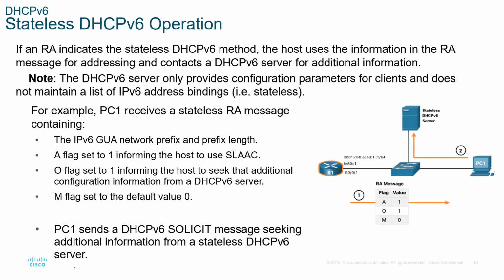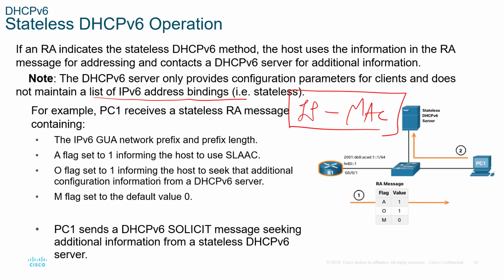Stateless DHCP operation. If an RA indicates the stateless DHCP method, the host uses the information in the RA message for addressing and contacts the server for additional information. We've gone through that. The server only provides configuration parameters for clients and does not maintain a list of address bindings. That is why it is stateless. When we talk of address bindings, we are talking of a map of every IP address and MAC address of the device. When we did DHCP version 4, we discussed the binding.